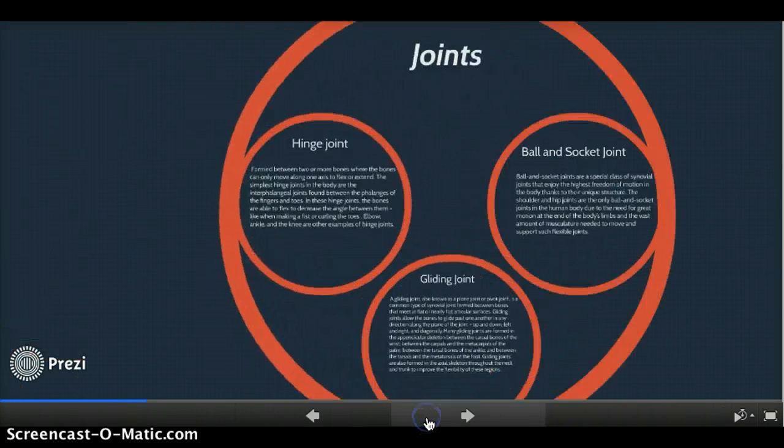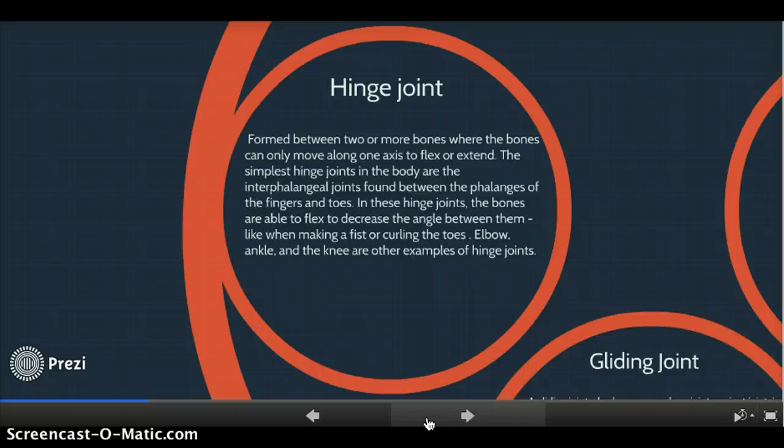The joints. There are 3 most commonly known types of joints. The hinge joint is formed between 2 or more bones where the bones can only move along one axis to flex or extend. The simplest hinge joints in the body are interphalangeal joints found between the phalanges of the fingers and toes.